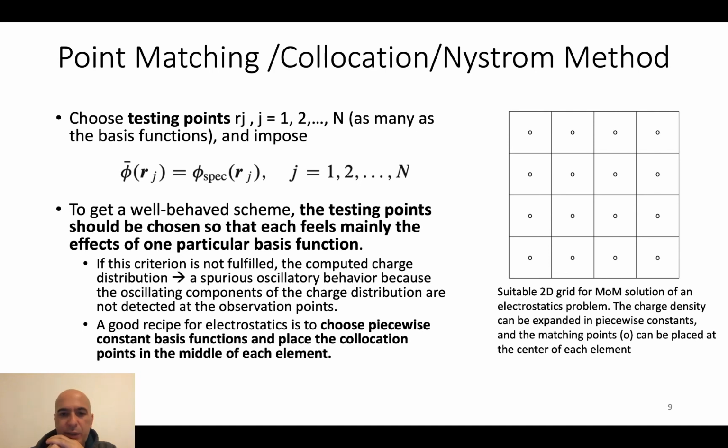If it is not the case, the computed charge distribution has a spurious oscillatory behavior, because the oscillating components of the charge distribution are not detected at the observation points, and this gives rise to a non-physical solution. So a good recipe for electrostatics is to choose rather localized basis functions. In most cases we use piecewise constant basis functions, and then place the collocation point in the middle of each element. We saw also in finite differences that the center is always the typical place where we want to choose our collocation point in order to avoid spurious effects like in FD.